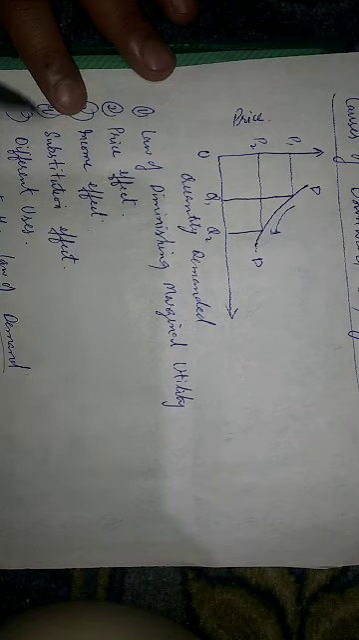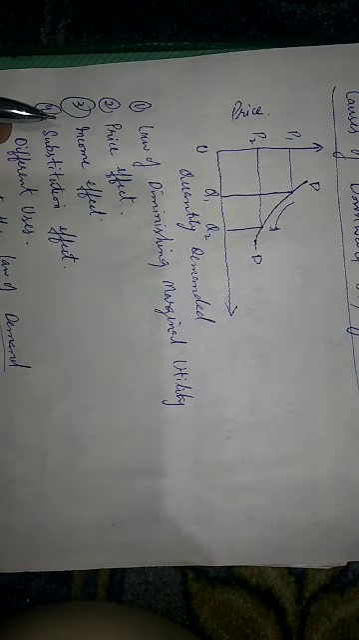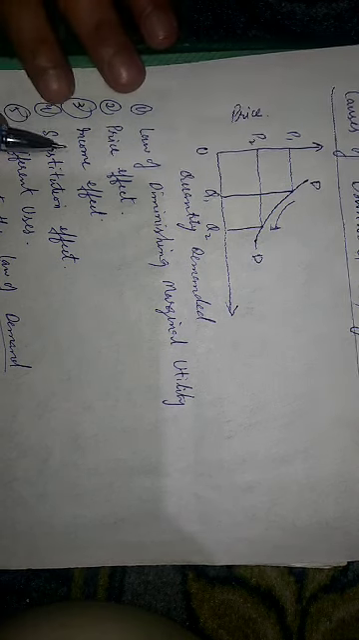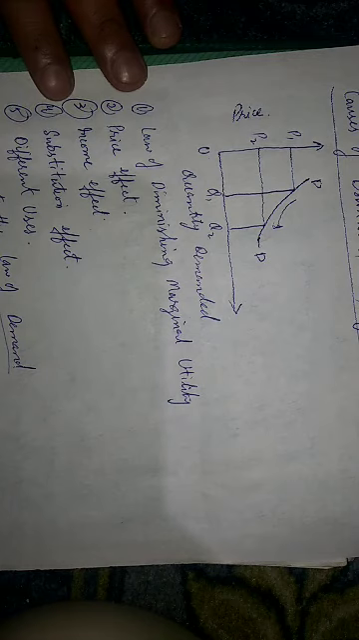And the third point here is income effect. What is income effect? Income effect refers to change in quantity demanded when the real income of the buyer changes as a result of change in price of the commodity. See, when the price of the commodity falls, the real income of the consumer increases because he has to spend less in order to buy the same quantity. On the contrary, with the rise in price of the commodity, the real income of the consumer falls. This is called income effect.